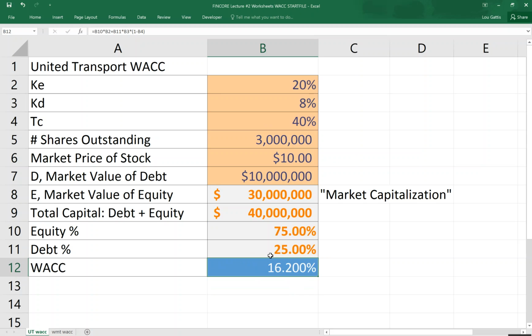That becomes a very important number for the firm. If the firm is considering doing projects which have the same risk as the existing firm, they have to get a 16.2% return. Otherwise, they will not be able to pay off their capital providers.